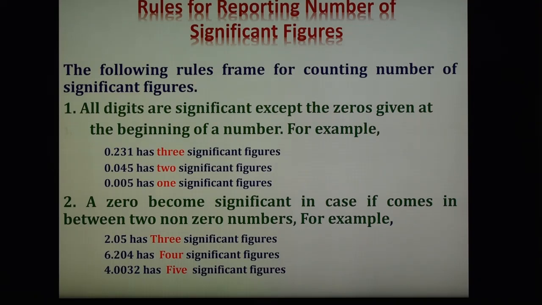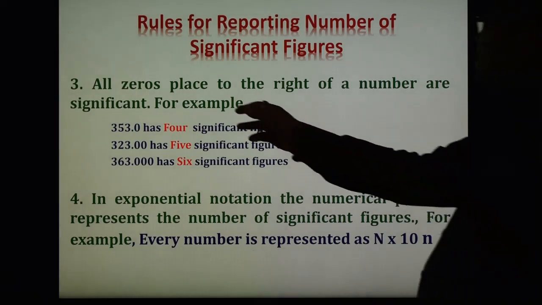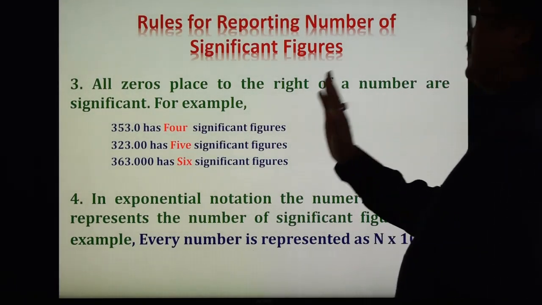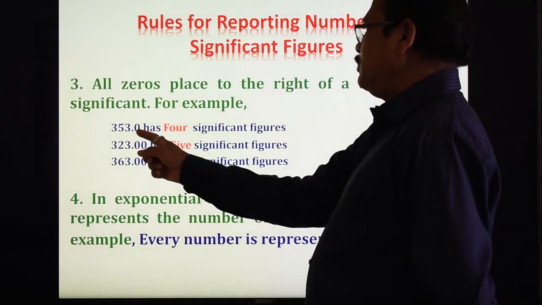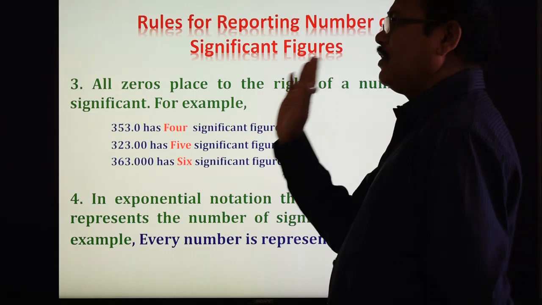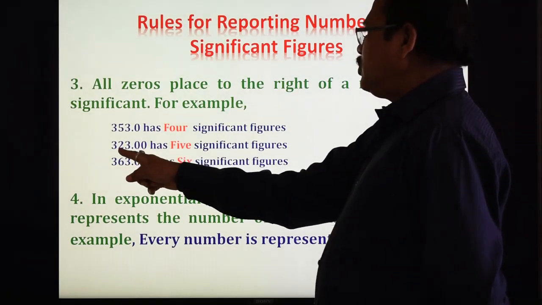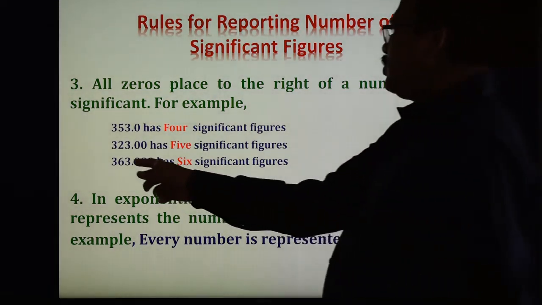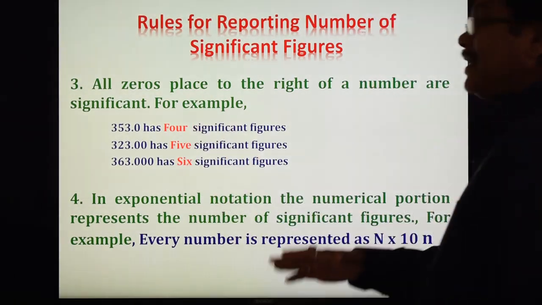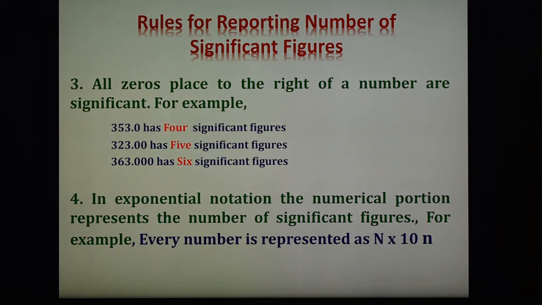Rule number 3 says that all 0s placed to the right of the number are significant. For example, 3.530 has 4 significant figures; all 0s placed to the right of the number are significant. Here 323.00 has 5 significant figures. The third example is 363.000, which has 6 significant figures. So all 0s present to the right of the number are significant.